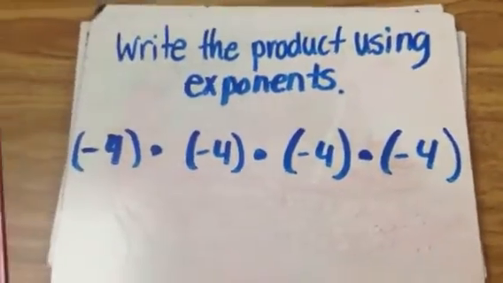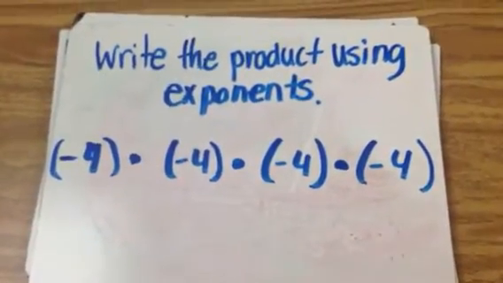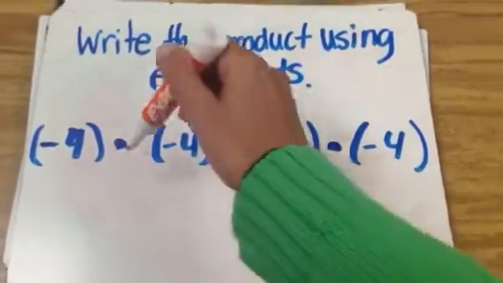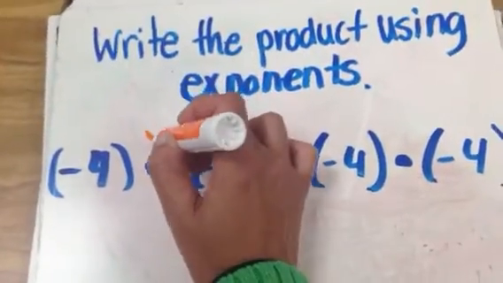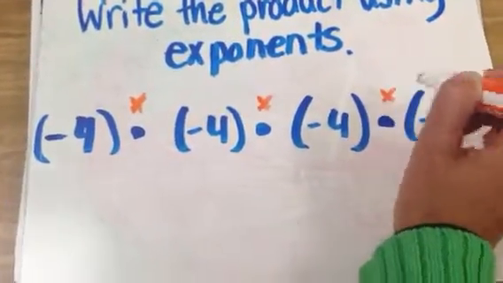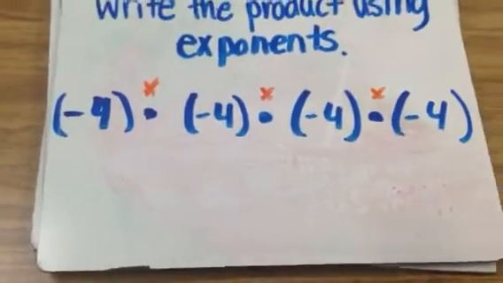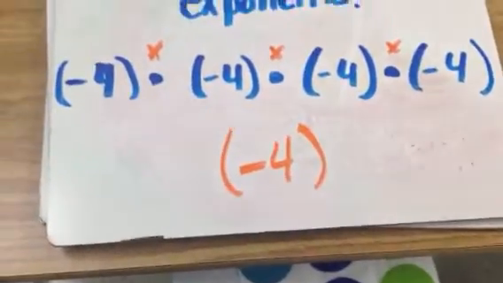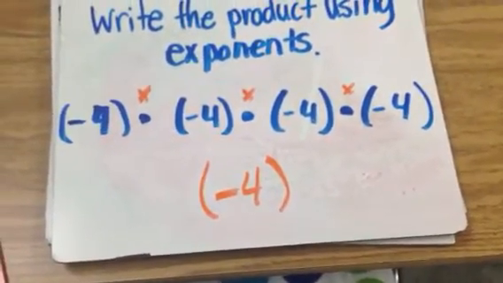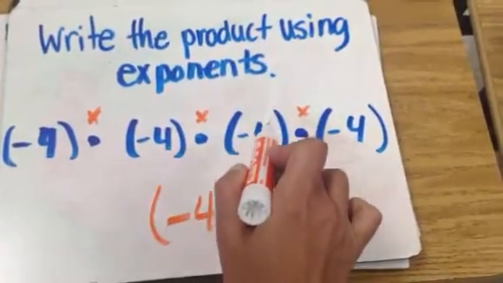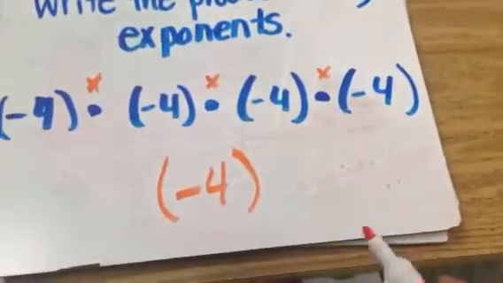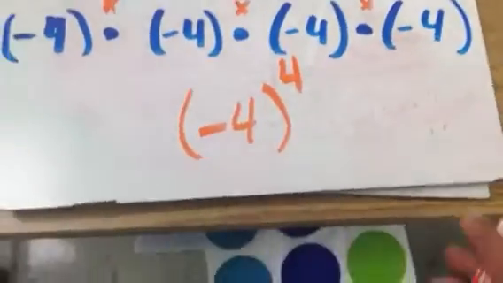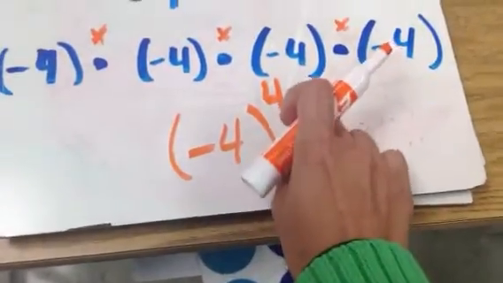For this example, you need to write the product using exponents. So you need to figure out what the repeated factor is, and these dots are another way to show that you are multiplying. So a repeated factor is the number that's being repeated. In this instance, it is -4. How many times is -4 repeated? 1, 2, 3, 4. So to write this using exponents, we would have -4 to the 4th power. -4 is repeated 4 times.